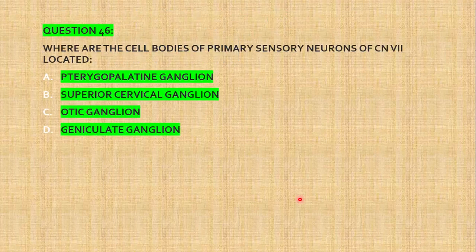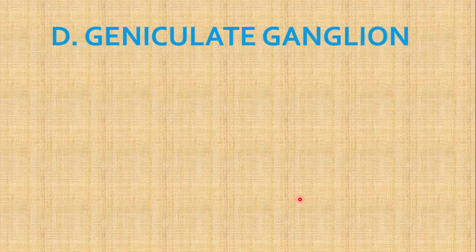Question 46. Where are the cell bodies of the primary sensory neurons of the facial nerve located? A. Pterygopalatine ganglion. That sounds awkward. B. Superior cervical ganglion. That sounds too far. C. Optic ganglion. That sounds too short. D. Geniculate ganglion. And that sounds appropriate. So the answer to this question is the geniculate ganglion, for the cell bodies of the primary sensory neurons of the facial nerve.